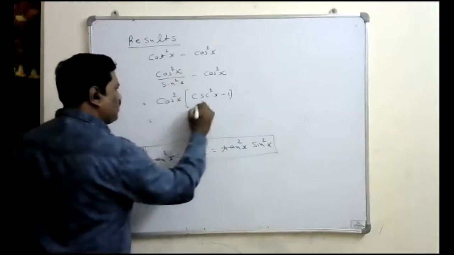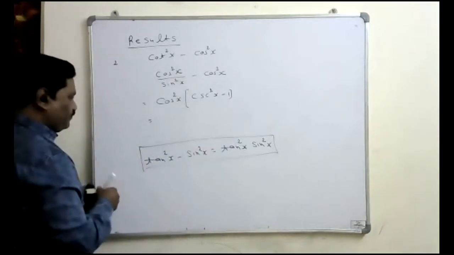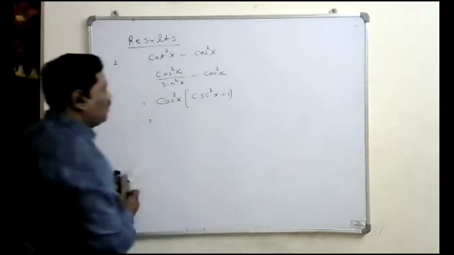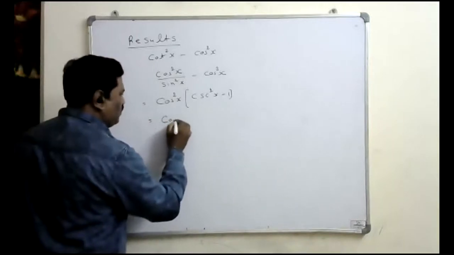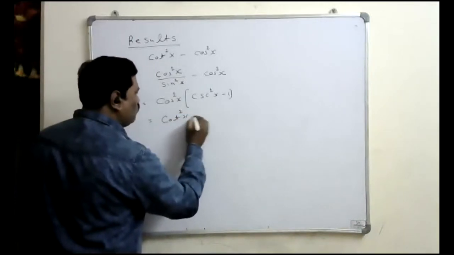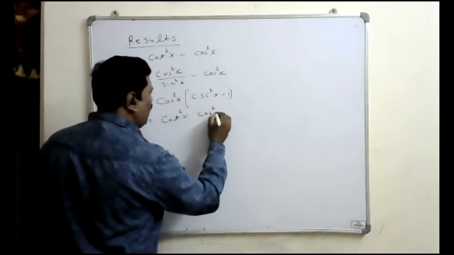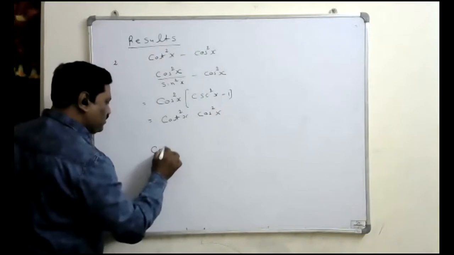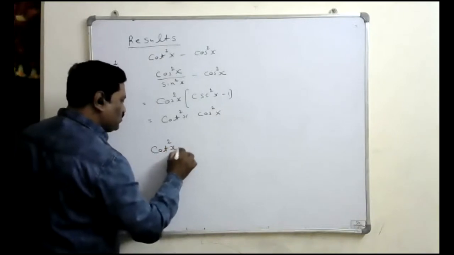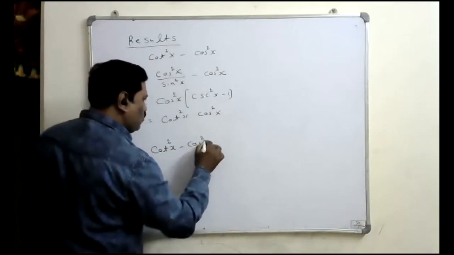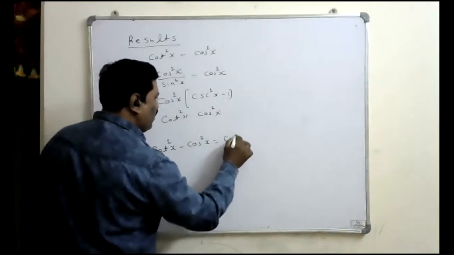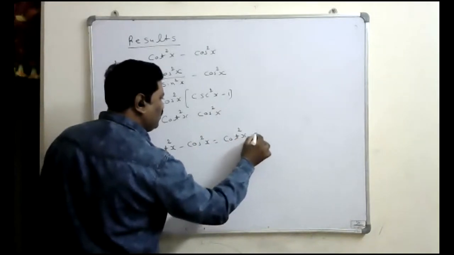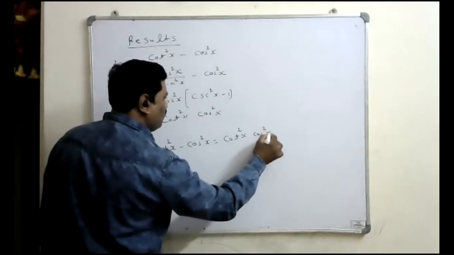Then cosecant square x minus 1 is cot square x, so this becomes cos square x into cot square x. This is another result we have to remember: cot square x minus cos square x is also equivalent to cot square x into cos square x.